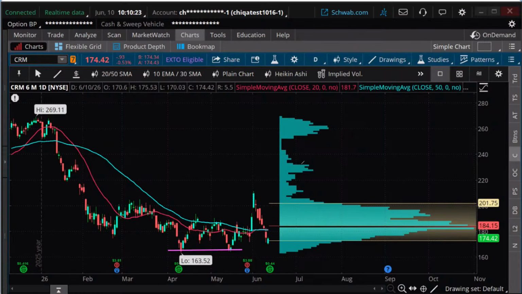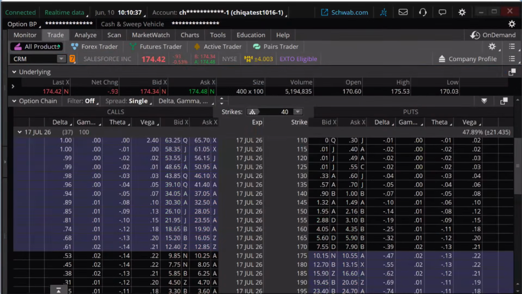Just as a reminder for everybody, this is the volume profile. It's one of your studies you can pull up right there. Use that flask if you want to pull it up. It's called volume profile. So let me clear my drawings. Let's do a trade here on this.